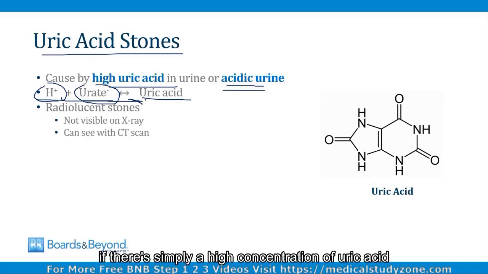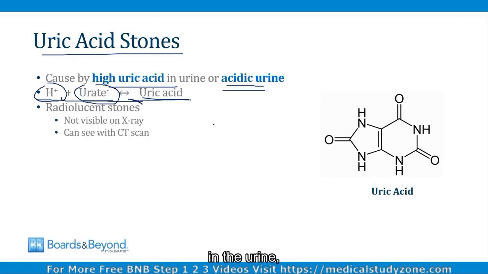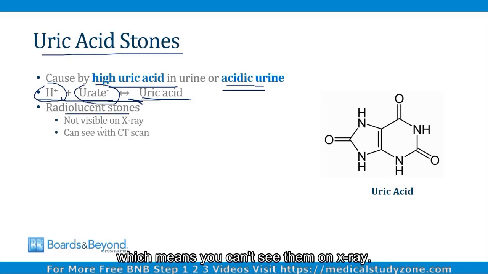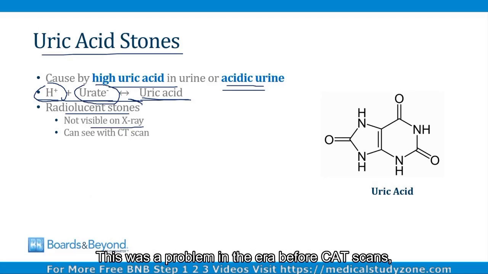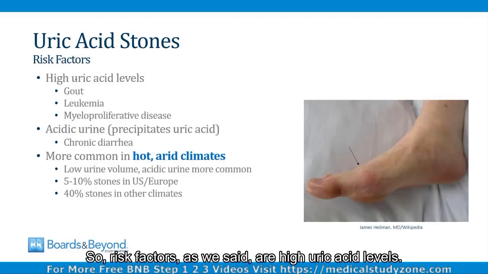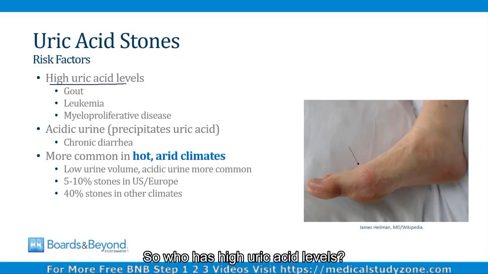In addition, if there's simply a high concentration of uric acid in the urine, that also makes it more likely a stone will form. And in contrast to calcium and struvite stones, uric acid stones are radiolucent, which means you can't see them on X-ray. This was a problem in the era before CAT scans, but now we have CAT scans, and CAT scans can see uric acid stones. So risk factors, as we just said, are high uric acid levels. So who has high uric acid levels? Well, many patients with gout have a high level of uric acid in the plasma and the urine.